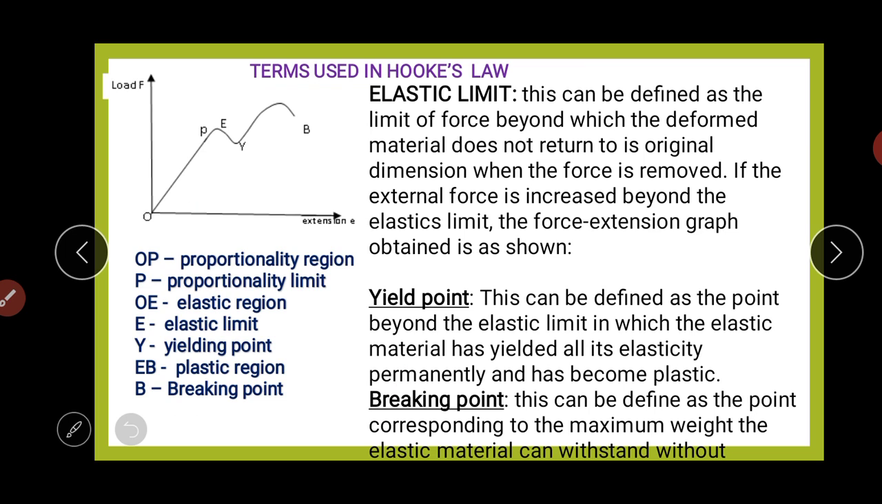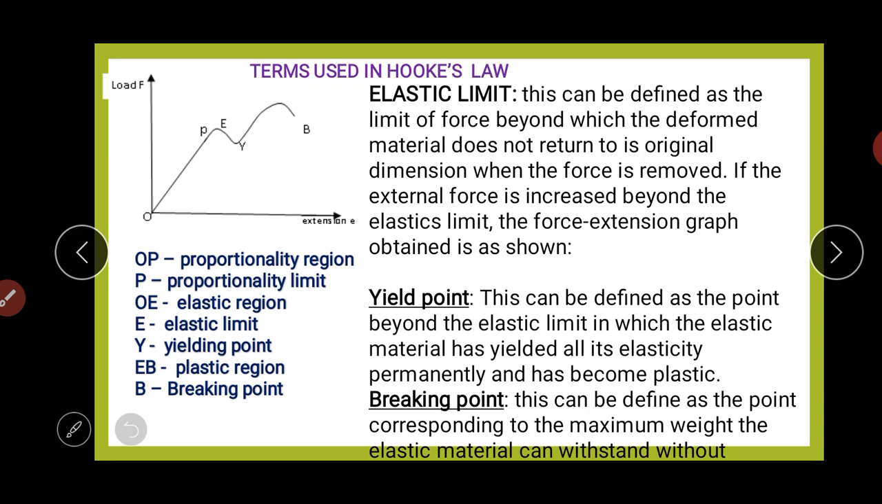So the elastic limit can be defined as the limit of force beyond which the deformed material does not return to its original dimension when the force is removed. So if the external force is increased beyond the elastic limit, the force extension graph obtained is as shown.